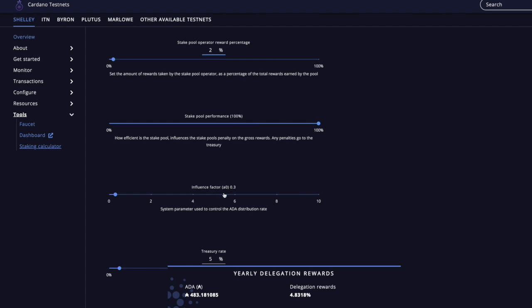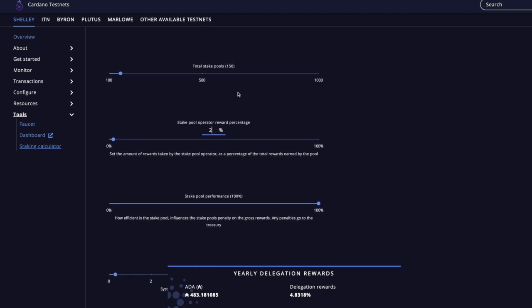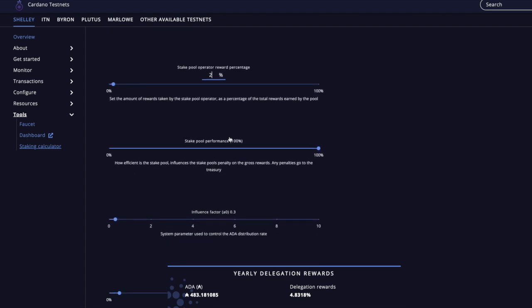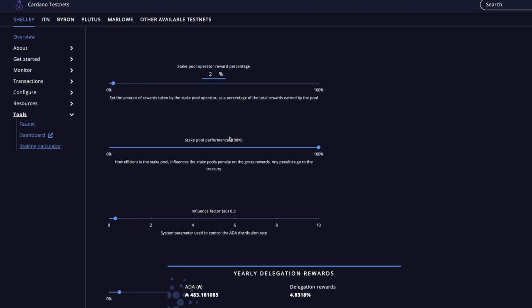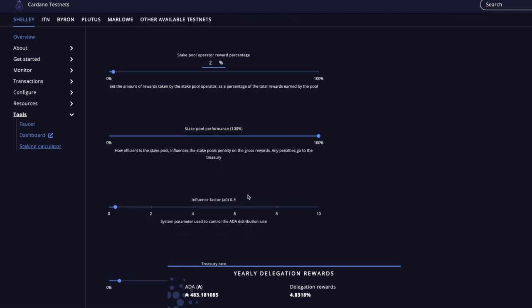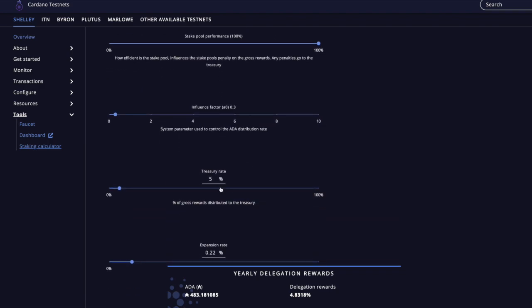Influence factor, so this is the a0 value. They initially set this at 0.3. So this, along with the K parameter at 150, I want to go ahead and leave those like how they are. I think that these numbers are going to be pretty much what we're anticipating here when Shelley is actually on mainnet. The Treasury rate, so this right here is the percentage of gross rewards distributed to the Treasury.